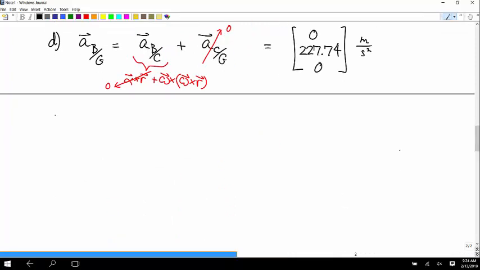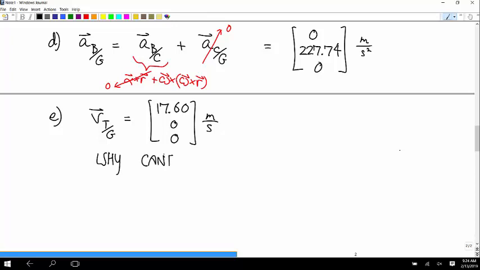Okay, and then the last question, E, is why can't you just... So in A and B, for example, we calculated that the velocity of the top relative to the ground was equal to 17.6, 0, 0. So why can't we just say that the acceleration of the top relative to the ground is equal to the time derivative of that velocity, and then that would say that it's equal to 0, 0, 0?